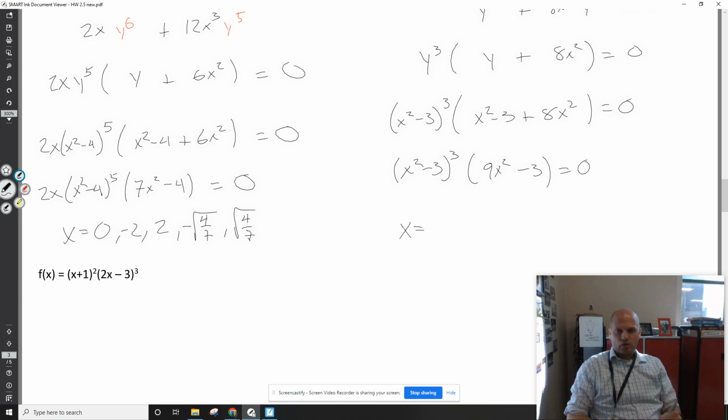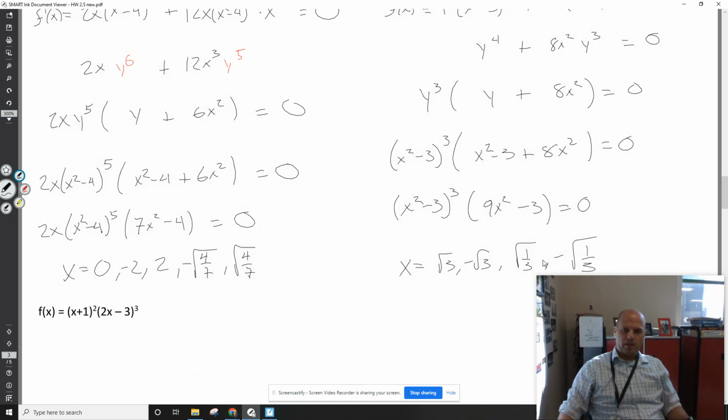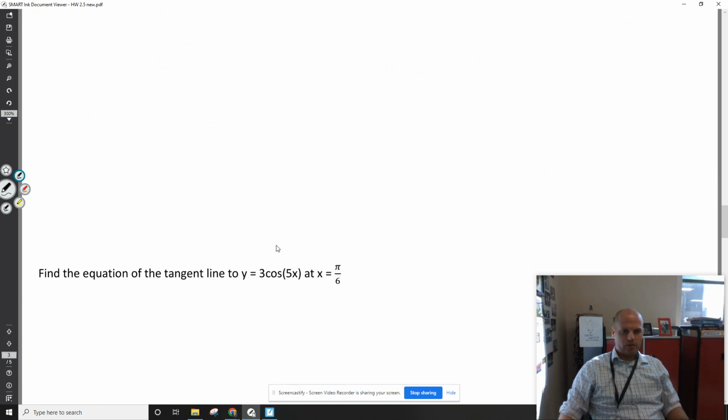What are our solutions? Well, from here, positive and negative root 3. From here, I add 3 divided by 9, I get 1/3. So I get positive root 1/3, which is root 3 over 3. 1 over root 3 is root 3 over 3. And I'll have negative root 1/3. Graph the original equation in Desmos, you'll be able to see horizontal tangents at those locations.